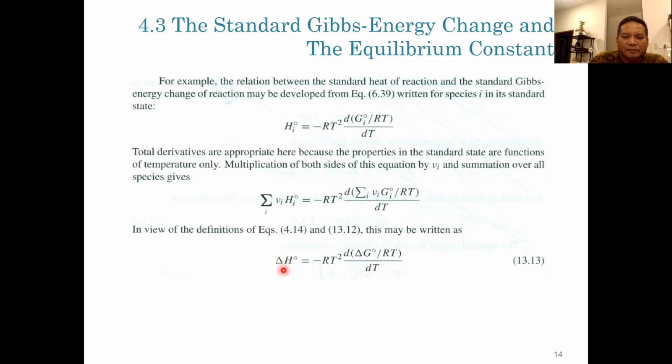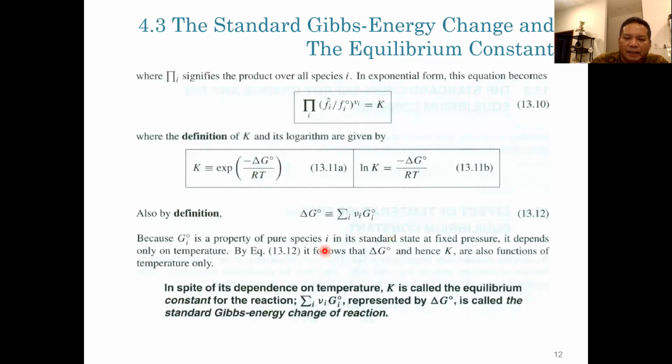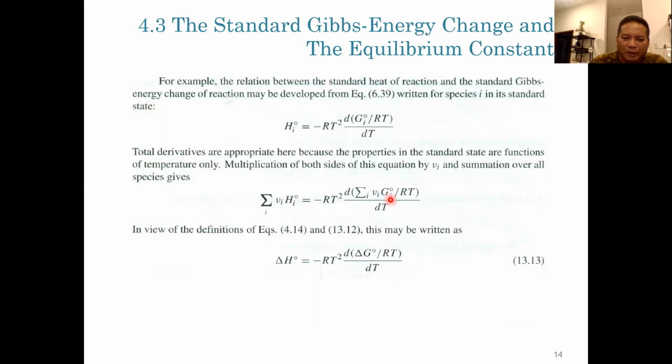See that here, division of 4, 14, and 13.12. Like here, delta G naught equals the summation of nu_i times G_i naught. So we can apply it also here, right? We apply it here, then we get it there.